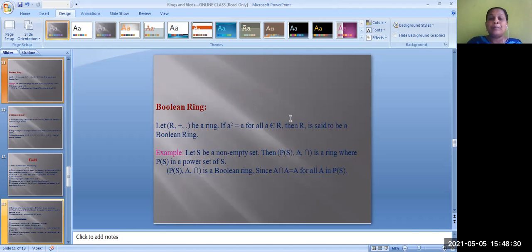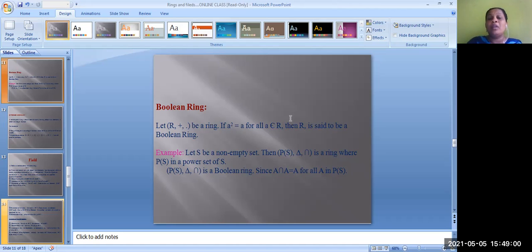Boolean ring. So here the Boolean ring is nothing but two binary operators we are using, and a square is equal to a, we have to show in a Boolean ring. So this is the definition. Let R, plus, dot be a ring. If a square is equal to a for all a belongs to R, then R is said to be a Boolean ring. So here we have to show that a square is equal to a.